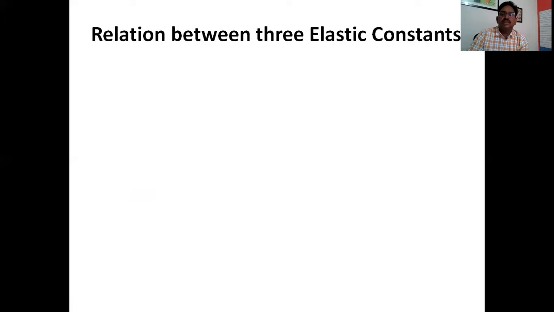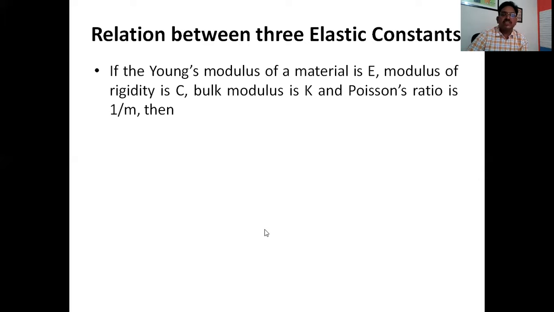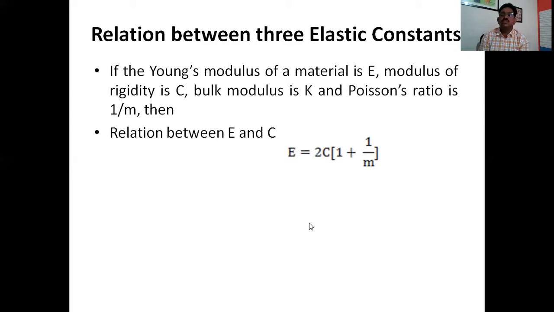Now we will go through the various relations between the elastic constants. We have seen in this video lesson that we have three elastic constants: Young's modulus or modulus of elasticity, modulus of rigidity, and bulk modulus. How are these related to each other? If the Young's modulus of a material is E, modulus of rigidity is C, bulk modulus is K, and Poisson's ratio is 1 by m, then the relation between Young's modulus and modulus of rigidity is E equal to 2C into 1 plus 1 by m. That is, Young's modulus equals 2 times modulus of rigidity into 1 plus Poisson's ratio.